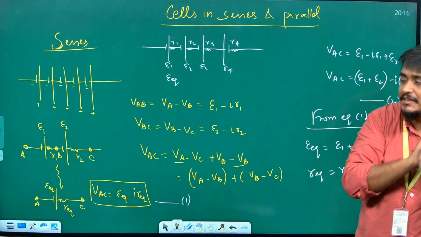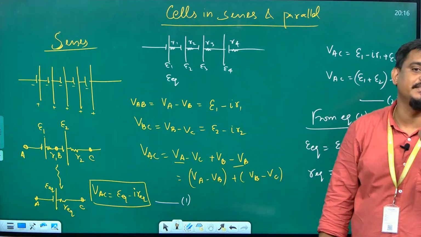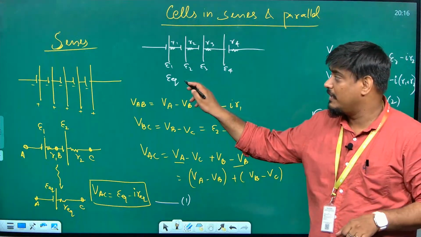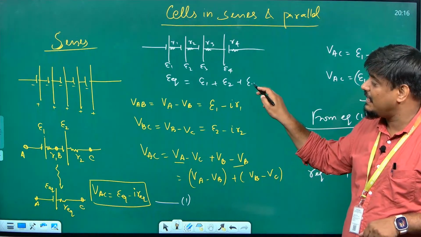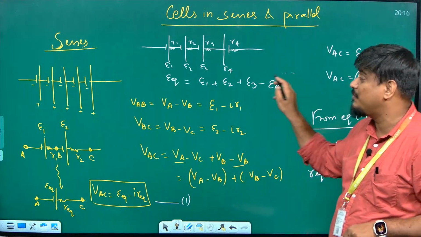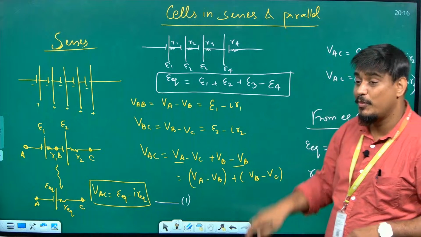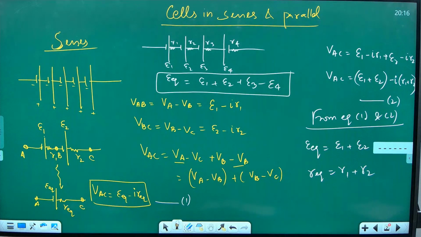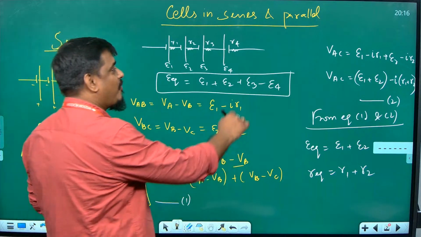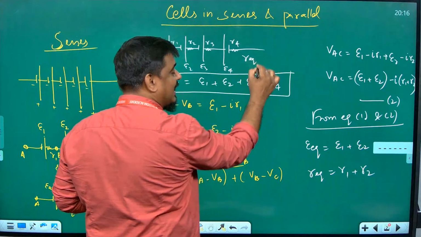If this happens, that cell's EMF becomes negative. So it will become equal to E1 plus E2 plus E3 minus E4. Keep this in your head. Numericals are coming in competitive exams also from here. What will happen to R equivalent? R1 plus R2 plus R3 minus R4?